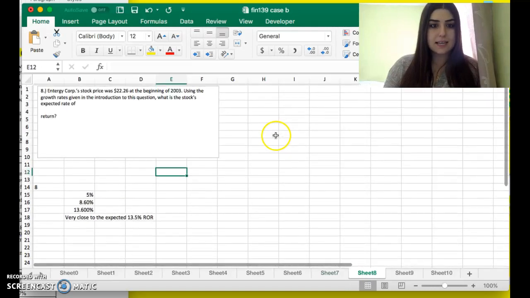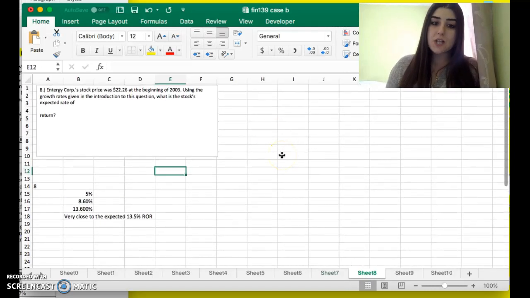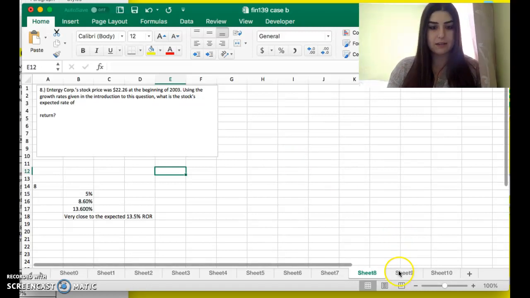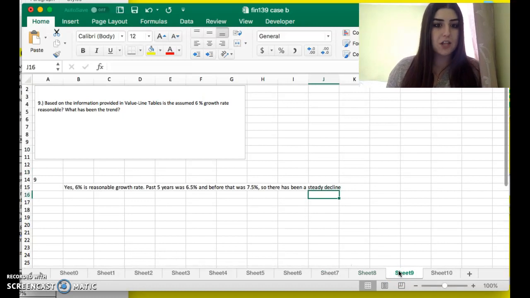Question 8 is asking, what is the stock's expected rate of return if the stock price was $22.26? We get 13.6%, which is really close to the 13.5% rate of return that was given. Question 9 is saying, based on the information provided, is the assumed 6% growth rate reasonable? The 6% growth rate is reasonable. That's because the past 5 years was 6.5%. Before that was 7.5%. So there has been a steady decline.